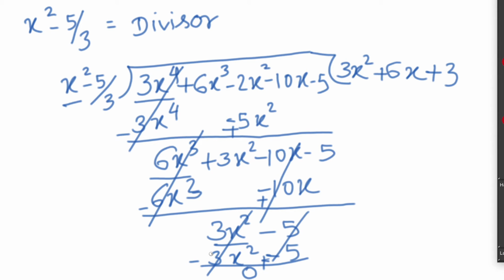The remainder getting 0 means what? If the remainder is 0, this divisor is a factor of the given polynomial p of x. So the divisor, x square minus 5 by 3, is a factor of the given polynomial when the remainder is 0. Two zeros are already given in the question. The rest two zeros we will find from the quotient part.